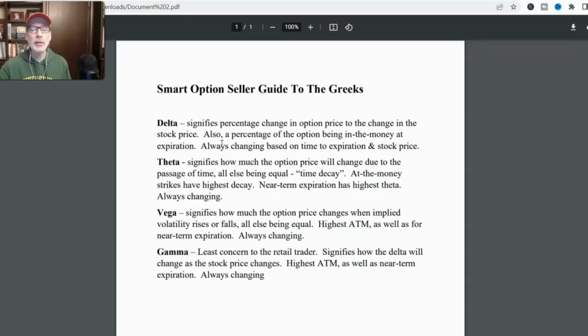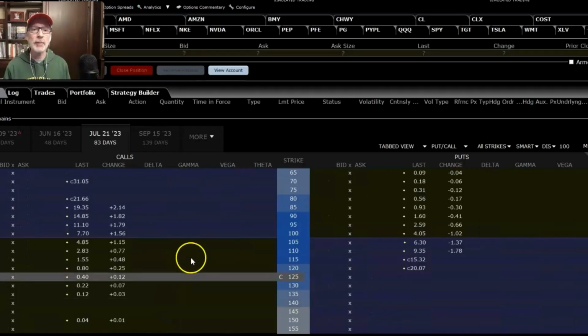So just remember that. But use the delta for the first purpose, telling you how much the option price is going to move in conjunction with the stock price. So let's pull up an option chain here, and I'll show you what that means.